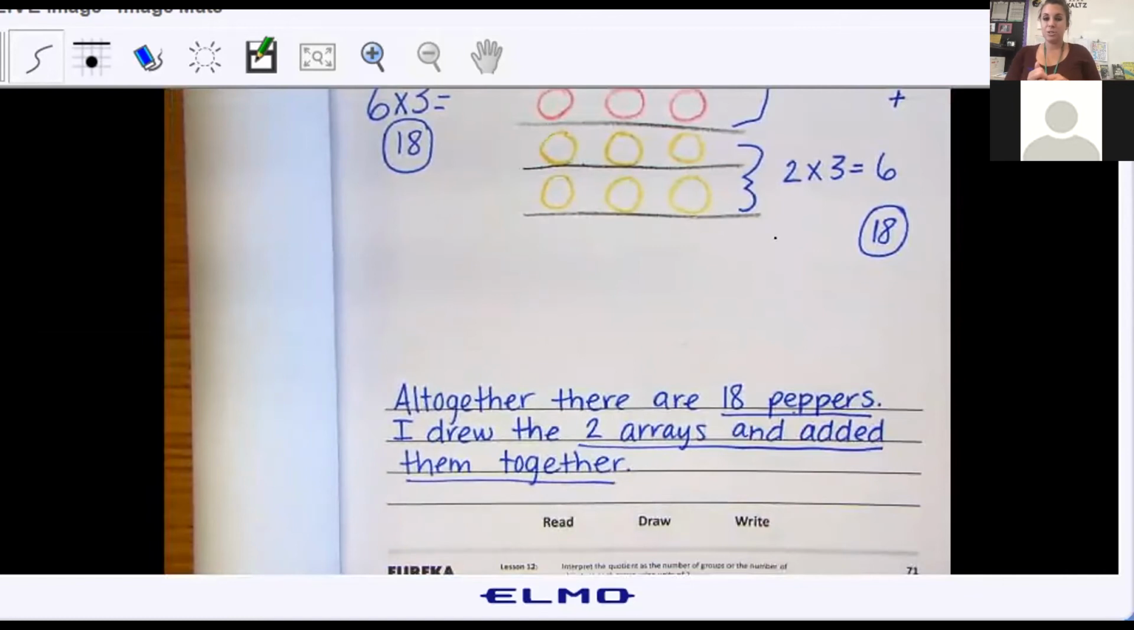So how did you do? Did you get the right answer? Maybe you drew a different picture than me. That's okay. As long as you got to 18, that's the most important part. All right, see you later.